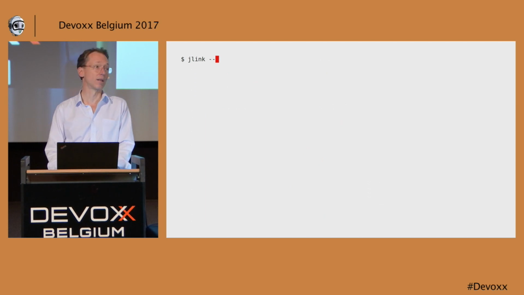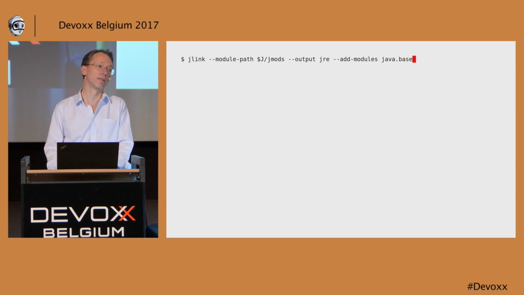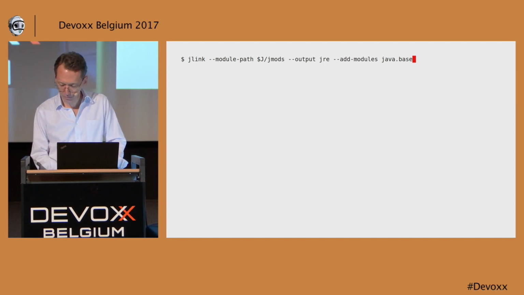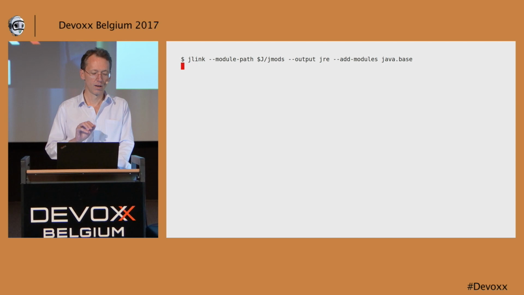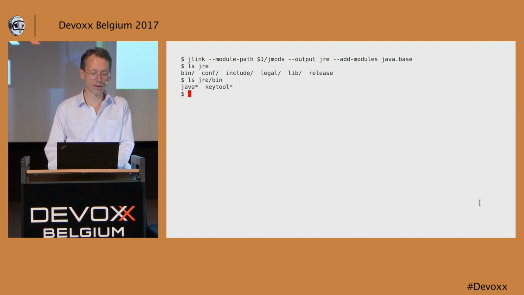So jlink, I need to tell it where to find the modules. I need to tell it where to put the resulting runtime system. We'll just call it JRE. I need to tell it what to include. Well, we need the base module. And it goes off for a while and it thinks. And then I've got JRE. It's got a bin directory with the Java launcher and keytool in it because, well, keytool.